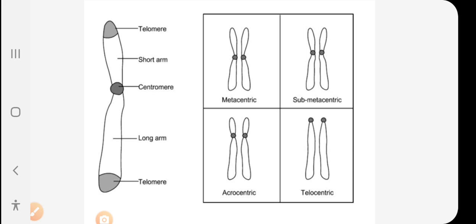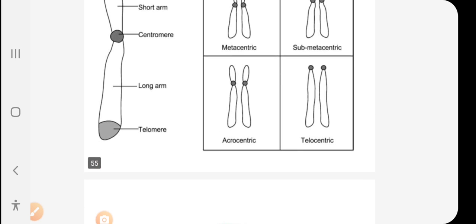That is telocentric, where the centromere position is terminal. Acrocentric, where the centromere position is subterminal. Submetacentric, where the centromere position is just away from the middle part of the chromosome. Metacentric, where the centromere position is exactly the middle of the chromosome. So that's why telocentric, acrocentric, submetacentric, metacentric, depending upon the position of the centromere.